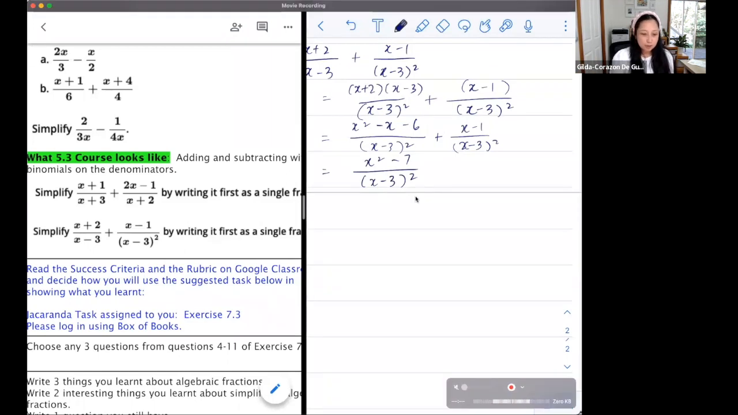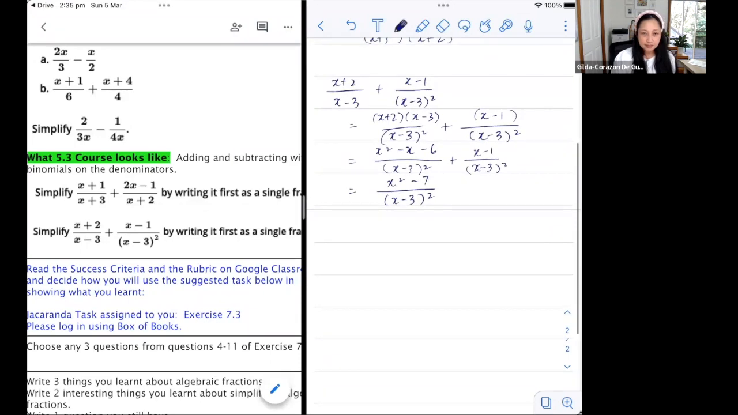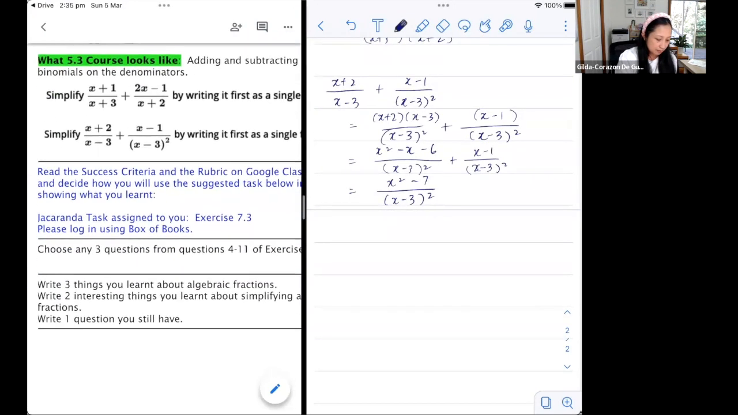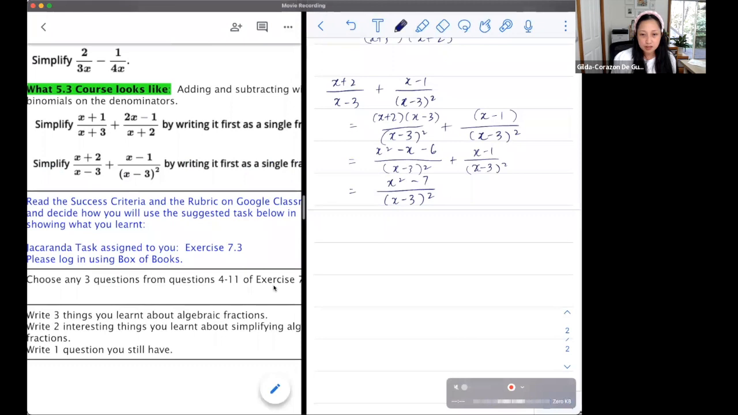So I hope that gave you an idea of how to demonstrate what we covered in this lesson. For you to be able to show that in your work, have a look at questions 4 to 11 of the exercise, right? And then just maybe choose any 3 of them, right?